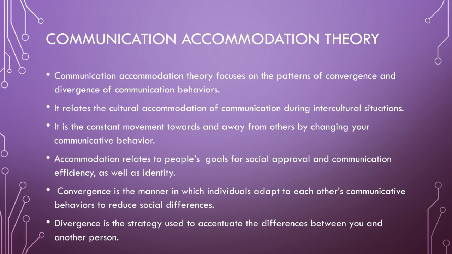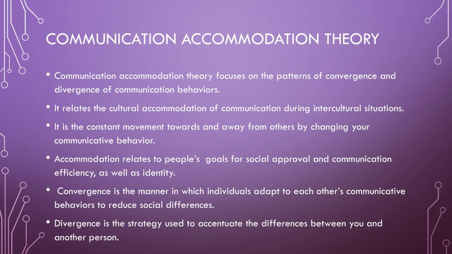So as we look at that, we can see that it is the constant movement towards and away from others by changing your communication behavior. We consider accommodation to be related to people's goals for social approval and communication efficiency, as well as our identity. So when we accommodate our communication, meaning we change it to be in line with the communication that's happening in a situation where we're communicating with others, that's for social approval. We don't want to be turned off by people saying, oh, that seems odd that you're saying it that way.